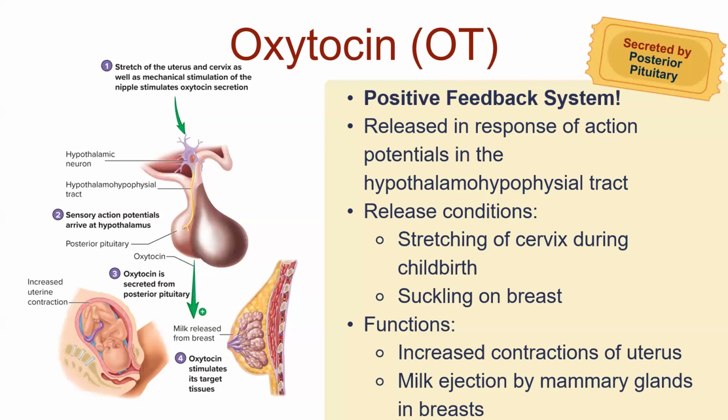Oxytocin, besides these couple of conditions and functions, is also released in relation to relationships, is really the best way to put it. So oxytocin is really important for bonding, I should say. And so that's another area where we will see oxytocin release. It's one of the reasons why they encourage skin-on-skin contact between parents and baby early on.